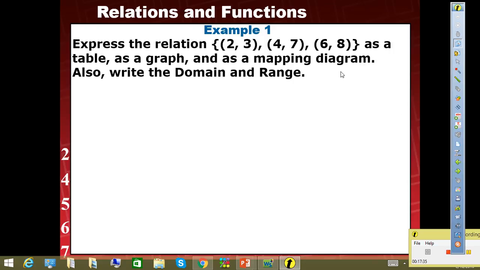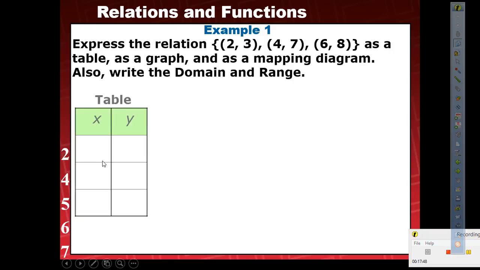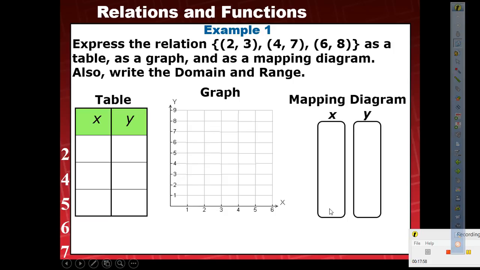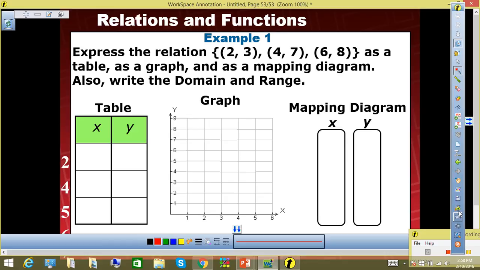All right. It says, express the relation (2, 3), (4, 7), (6, 8) as a table. What does the table look like? Like this. As a graph, what does that look like? Something like this. And as a mapping diagram, what does that look like? Like this. Okay? So, make a table first. We're going to do the table together first. Here we go. So label your table X, Y, and leave some spaces below. And let's look at the points that they give us.